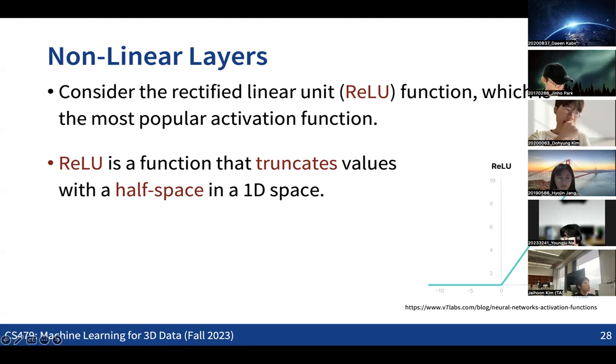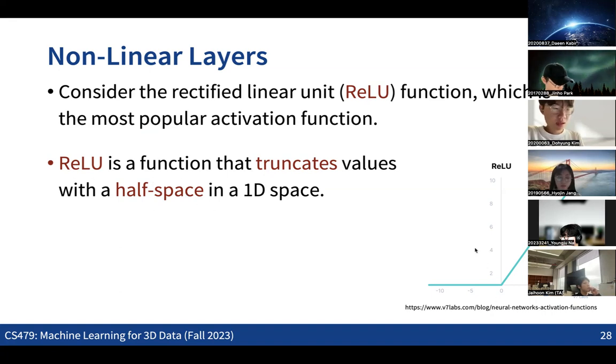So this is the function that has been used in the assignments as the activation function. The typical neural net design is that we have a linear layer and we apply some kind of activation function, right? And the ReLU is a function that truncates the values with a half space in a one-dimensional space. So this is the way that we can think about the ReLU function.